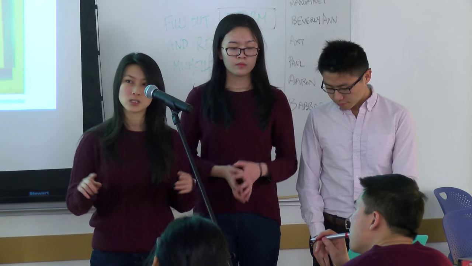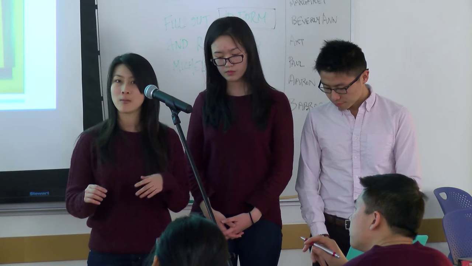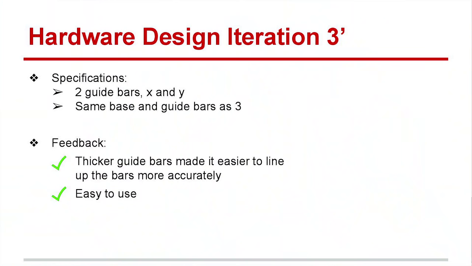But the problem was that this design demanded too much of the user, because you had to use one hand to move down the bar and the other hand to move along the horizontal position. It was very hard to keep track of the horizontal position and sign at the same time. So Jeffrey actually preferred the previous design that we had over this one.